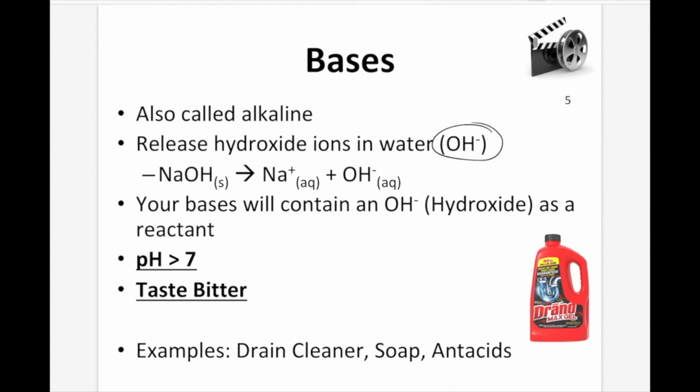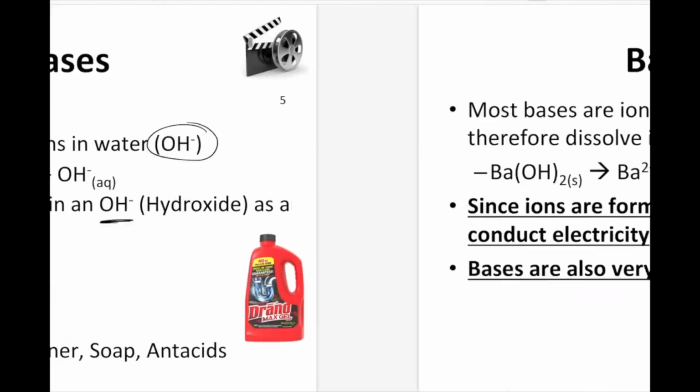A clue to whether it's an acid or a base: if it's a base, you're going to see this OH negative as one of our reactants. You can see in the NaOH, we can see the OH right there. Now, some more characteristics. Bases have a pH greater than 7. They taste bitter, and examples include things like drain cleaner, soap, and antacids.